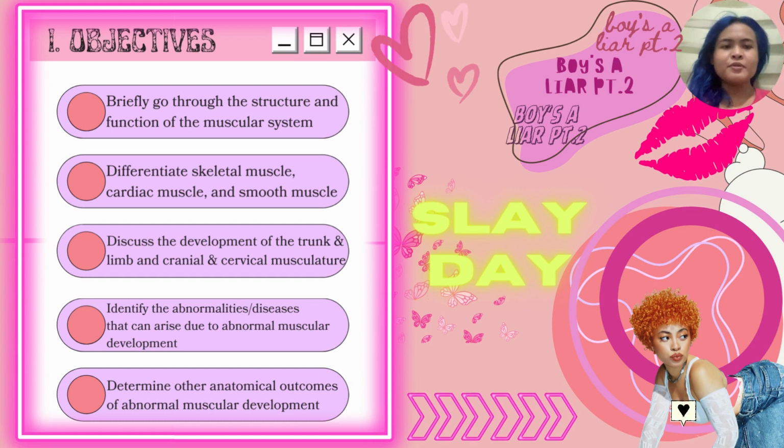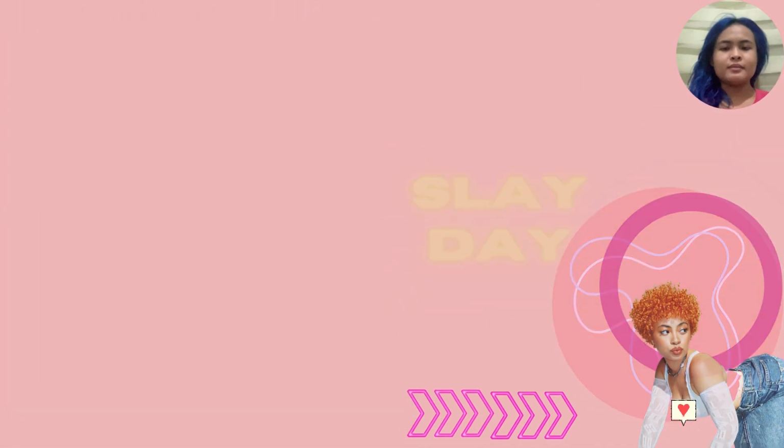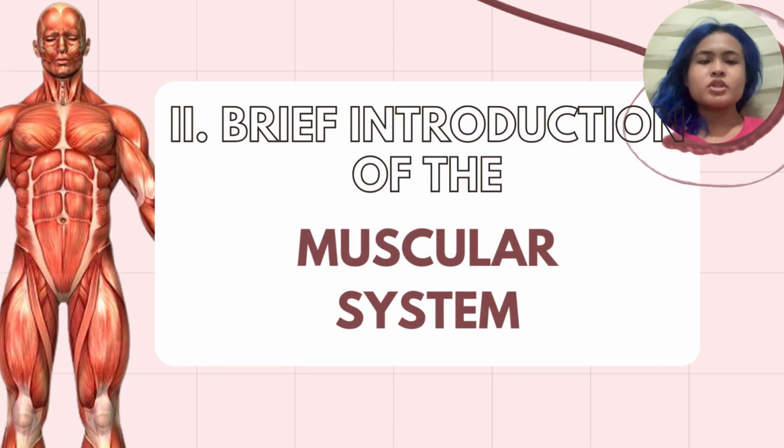First is to briefly go through the structure and function of the muscular system, to differentiate skeletal muscle, cardiac muscle, and smooth muscle. Third, to discuss the development of the trunk and limb, and cranial and cervical musculature, to identify the abnormalities or diseases that can arise due to abnormal muscular development, and to determine other anatomical outcomes of abnormal muscular development.